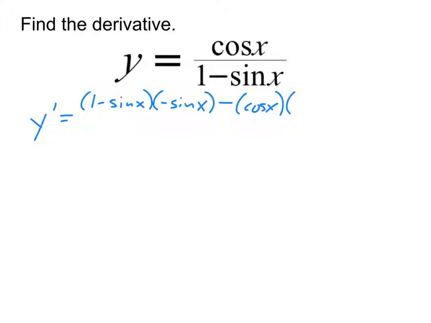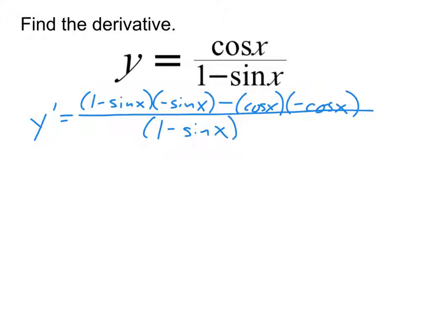Now the derivative of 1 minus sine of x, the derivative of 1, of course, is 0, so that part goes away. So now I'm doing the derivative of a negative sine of x, so negative cosine of x. All right, and then that's all over the square of what's below. Well, that means 1 minus sine of x squared. Now, coming out of today's new lesson, you should be able to give me this, no problem.